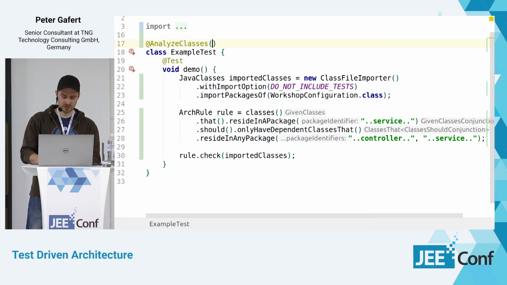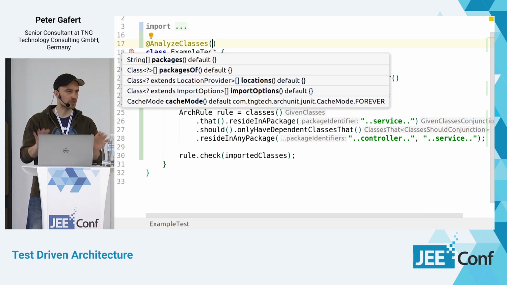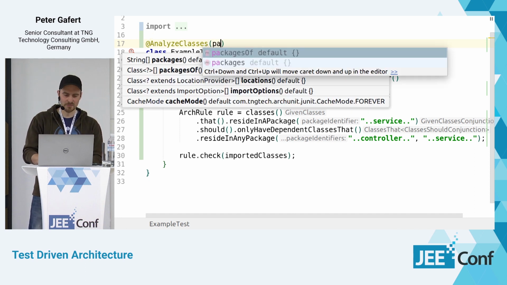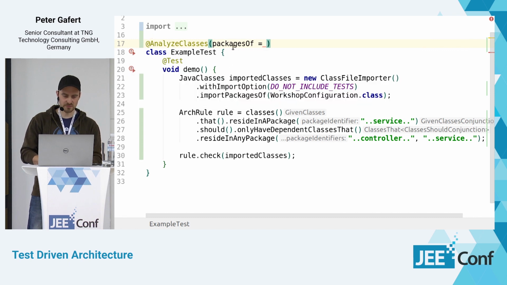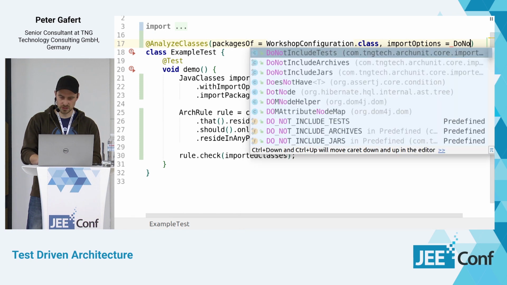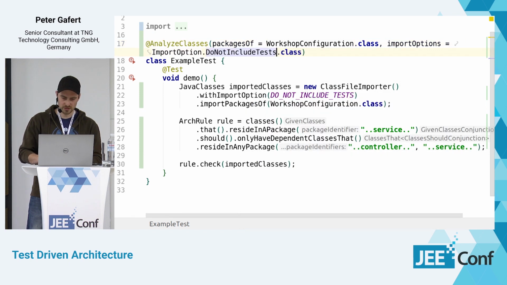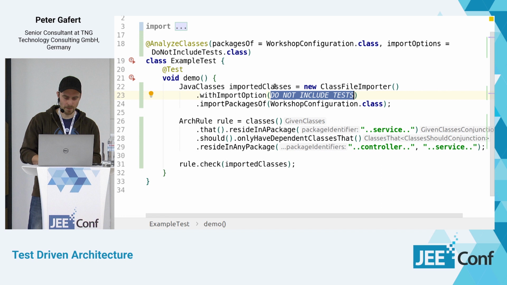So with JUnit 5, you could just, JUnit 4 looks almost the same, you just need one further line. But the stuff we had down here, this part, we can just declare up here, right? So we say we want the packages of workshop configuration, and our import option is do not include tests. This must be a class because it's an annotation. So this is pretty much an instance of this type.